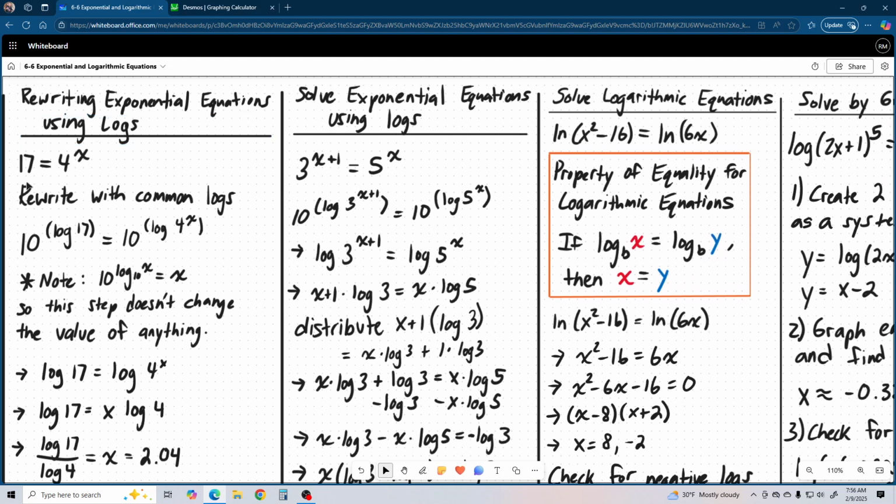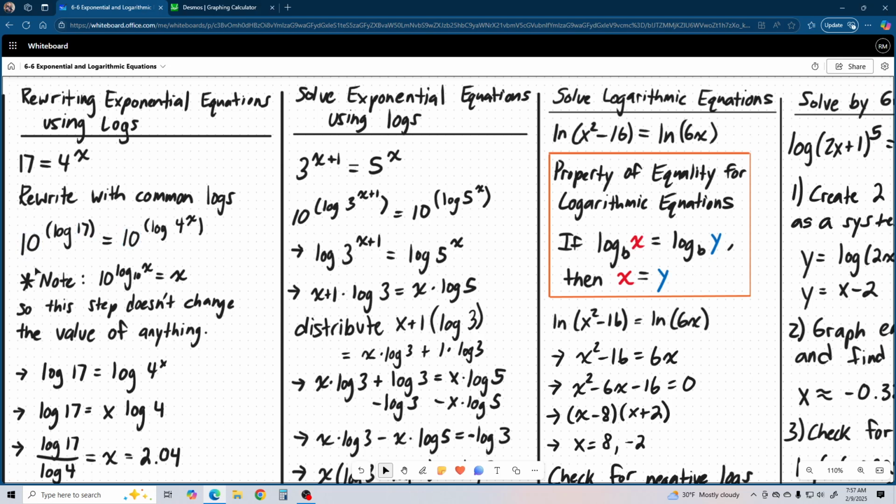All right, so if we have the problem 17 equals 4 to the x. Now, this concept here of rewriting with common logs, this is the reason why we're allowed to do this. You don't want to do this every time in every problem, right? You don't want to rewrite this as 10 to the log 17 equals 10 to the log of 4 to the x, right? You don't have to do this every time, but I'm just showing you why this works, right? Because if we were to rewrite this, log 17 would have a base of 10, and then log of 4 to the x would also have a base 10, right?